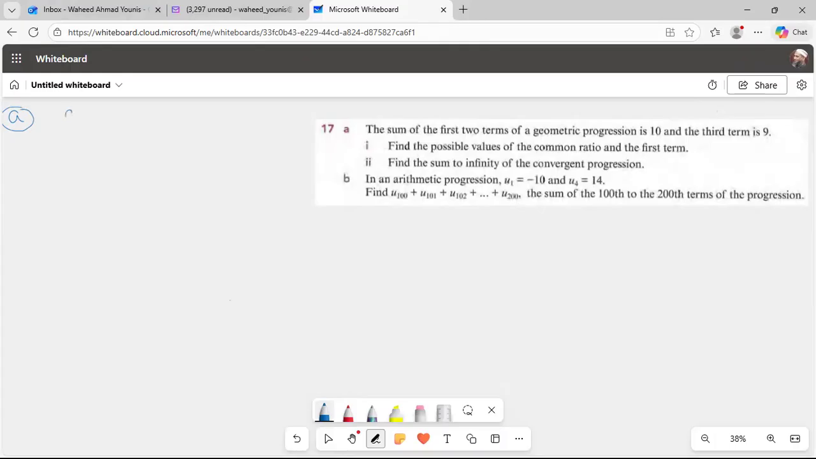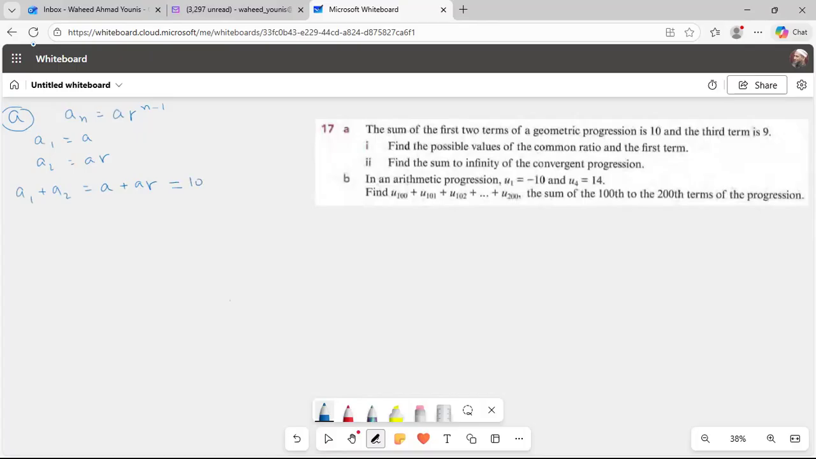Okay, for geometric progression, we know that the nth term is equal to the first term, which I call A or A1, whatever, times r to the power n minus 1. So the sum of the first two terms: the first term is A only, because when n is equal to 1, 1 minus 1 is 0. And the second term is going to be A times R, when n is 2, 2 minus 1 is 1. So the sum of the first two terms, A1 plus A2, which is the same as A plus AR, is given to be 10.